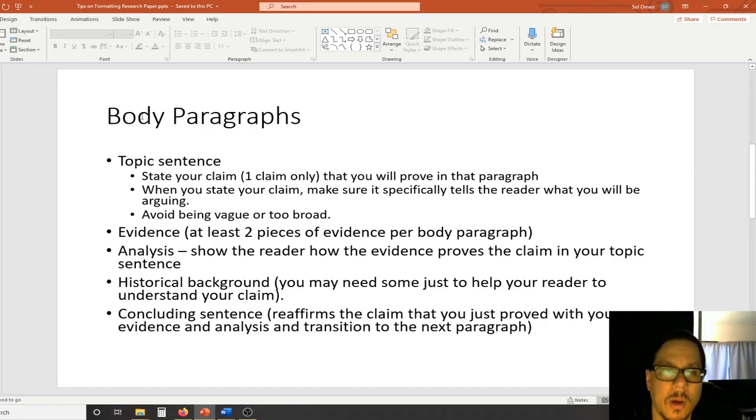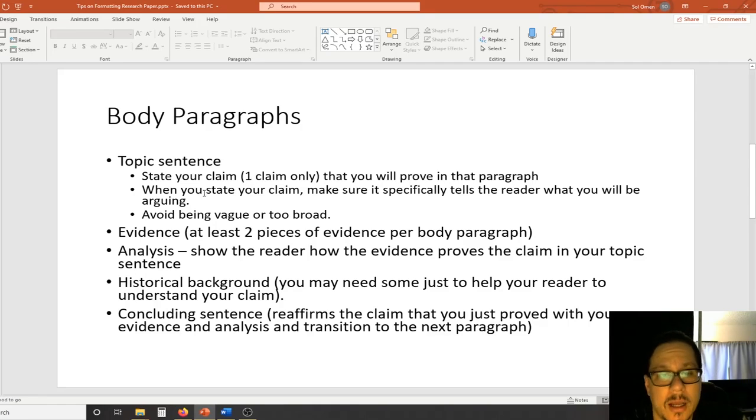All right, so with the body paragraphs, this is the format that I would like you to follow. You'll have your topic sentence. Let's start with that. The topic sentence is the first sentence of your body paragraphs, and basically it's introducing the topic of that paragraph to the reader. Now, in your topic sentence, I want you to state your claim, clearly and specifically. I'm emphasizing those words: clearly and specifically stating the claim that you are going to be proving in that body paragraph.